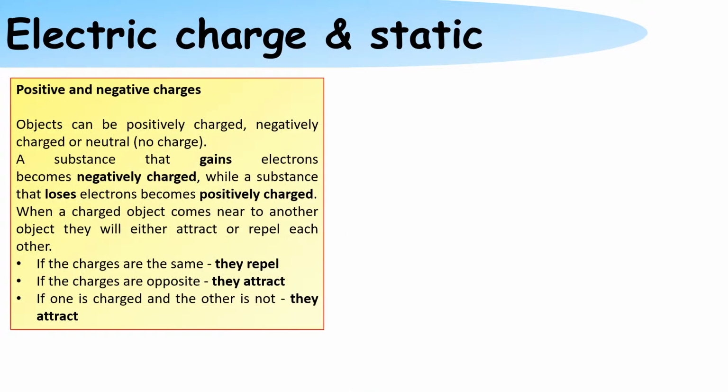Objects can be positively charged, negatively charged, or neutral. A substance that gains electrons will become negatively charged, while a substance that loses electrons will become positively charged. When a charged object comes near another, the objects will either attract or repel each other. If the charge is the same, then they will repel. If the charges are different, then they will attract. If one object is charged but the other is not, it will attract. Always remember, opposites attract.